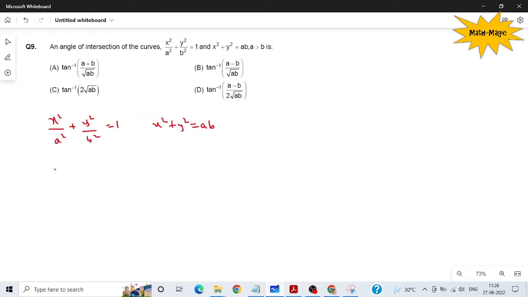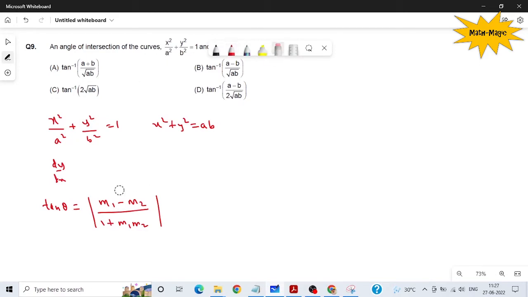Finding a slope is nothing but calculating dy/dx for both the curves. We will calculate the value of dy/dx at the point of intersection. Then, using the formula tan θ = |(m1 − m2)/(1 + m1m2)|, we get the angle between the two tangents, which is nothing but the angle between the two curves. So this is the overall idea. Now let's start. The first task is to find the point of intersection of the two curves.